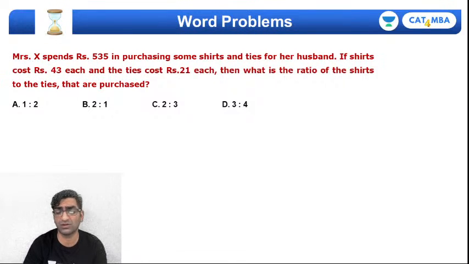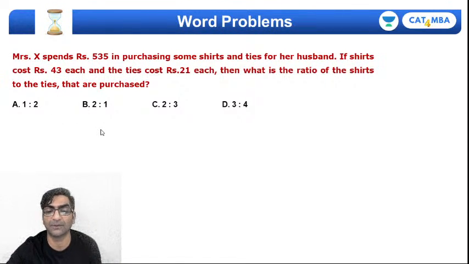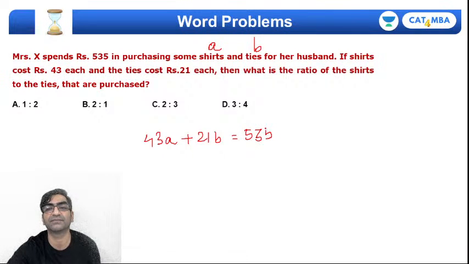Here's another one, also a word problem type, not involving ages now, involving a linear equation. X spends 535 buying shirts and ties. Okay, 2 items to be purchased. A shirt costs 43, a tie costs 21. So let's say he bought A shirts and B ties, then the money he spends would be 43A in buying shirts and 21B in buying ties, and the total money spent is 535.